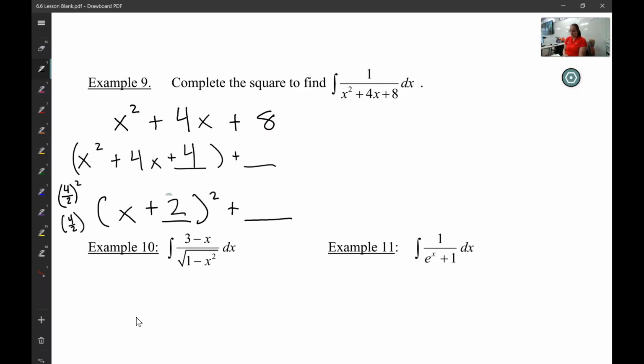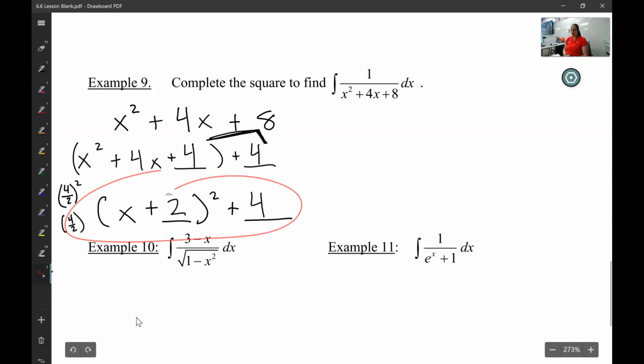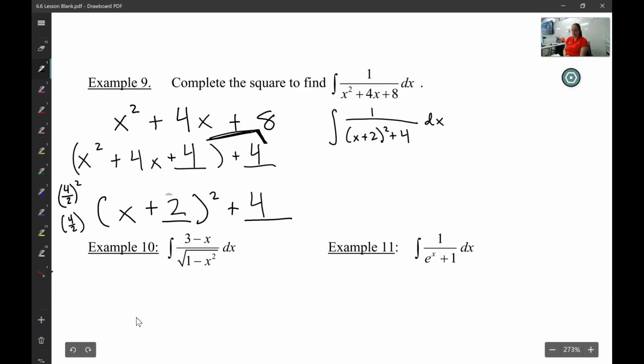So now the point is, I have a 4 here. Well, if I want to end with an 8, what would I need to put here so that both of them together make my 8? Well, that's going to be another 4. So that's what goes in that spot. So this is the completed square version of this. They're the same equation, just different versions. So now I can rewrite this integral as 1 over x plus 2 squared plus 4 dx.